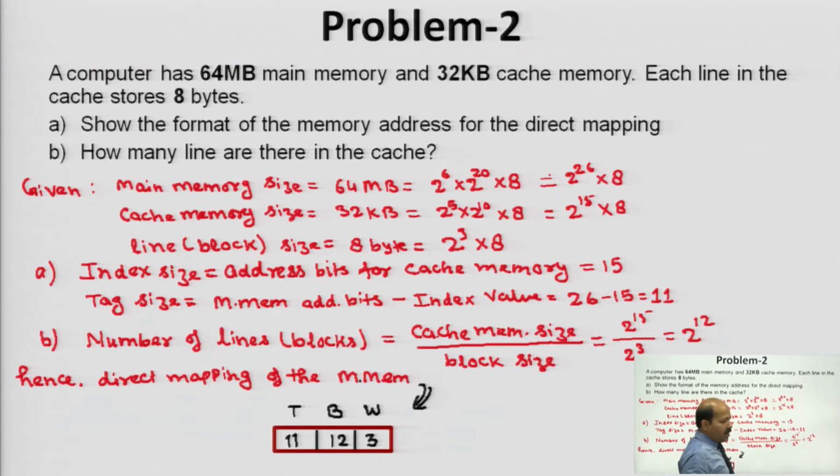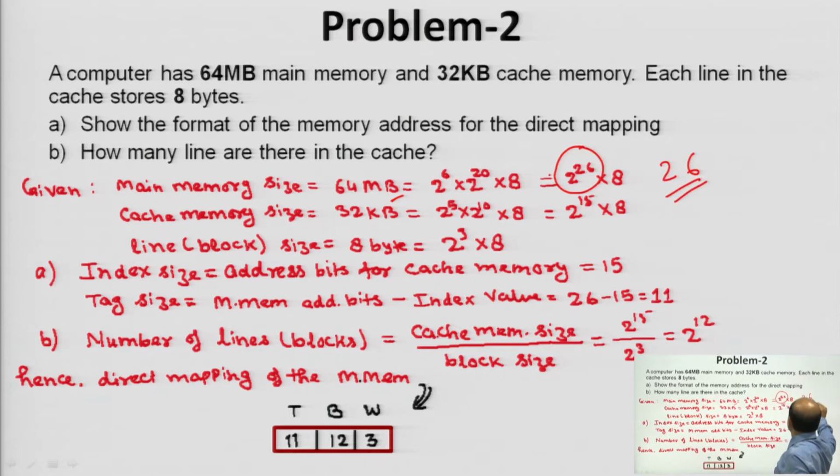In this problem, the main memory size is given as 64 MB. MB means megabyte, so in each word there are 8 bits. That is why it is given as byte. 64 M means 2 to the power 6 times 2 to the power 20, so it will become 2 to the power 26. So, 26 bits are required for the main memory address.